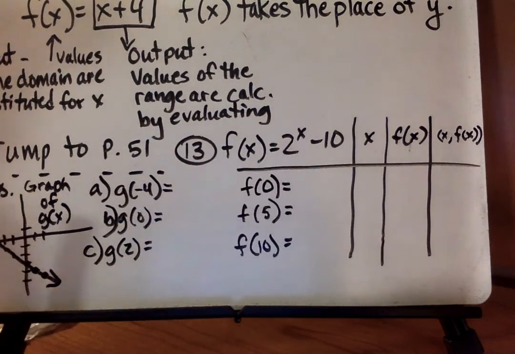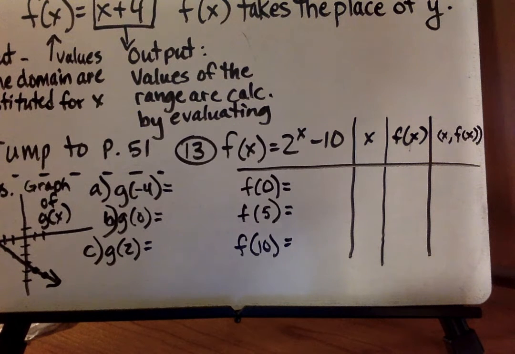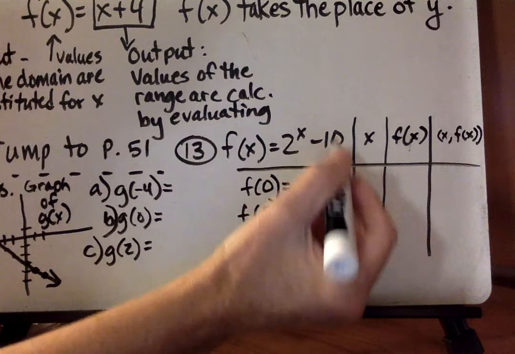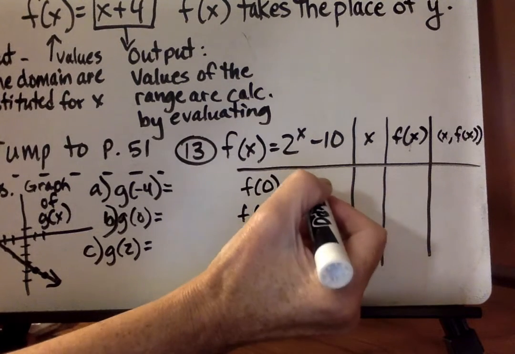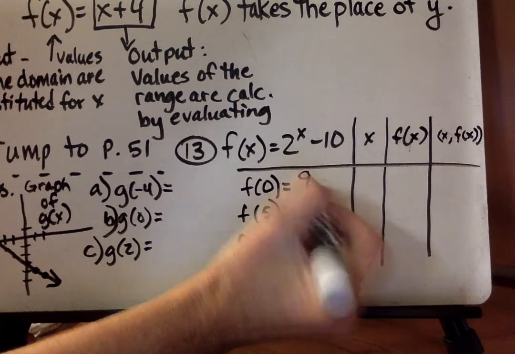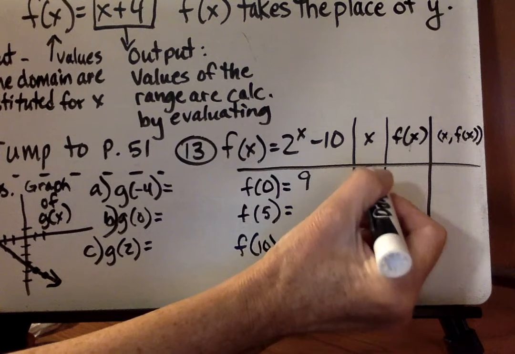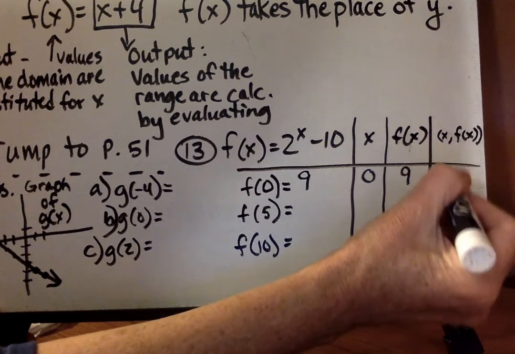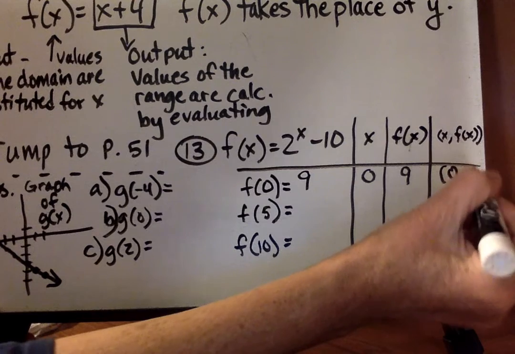2 to the 0 power is what? That's correct. 2 to the 0 power is 1, minus 10 is 9. So our x value is 0. f of x is 9. And then to write it as an ordered pair is 0, 9.